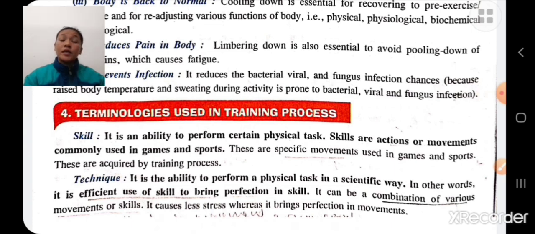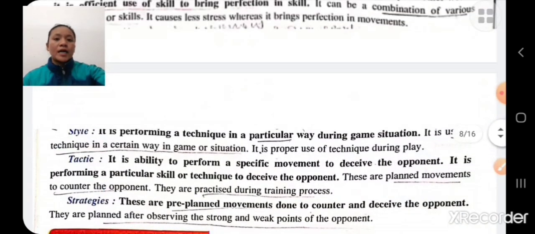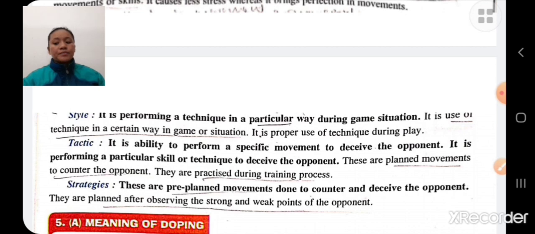For example, in sprint running, first we take the position down and slightly up and go. In volleyball smashing, when the volleyball player smashes, first he throws the ball up and then runs and then smashes. These are the techniques, meaning basic movements, combinations of various movements or skills. And style means performing a technique in a particular way during the game and sports.